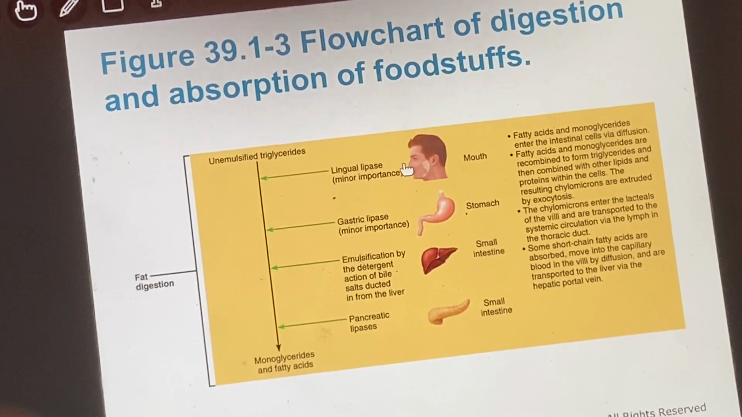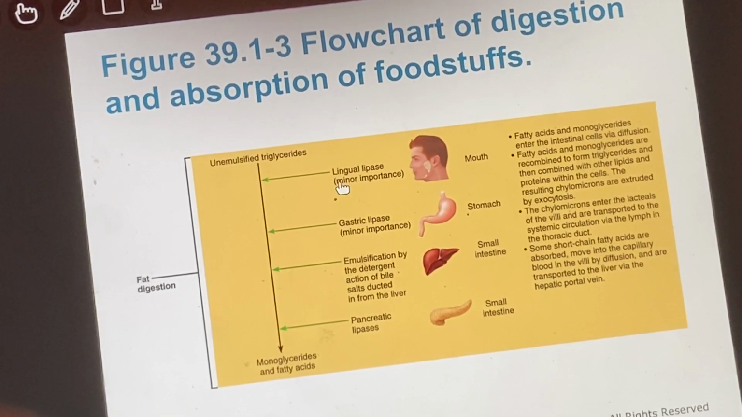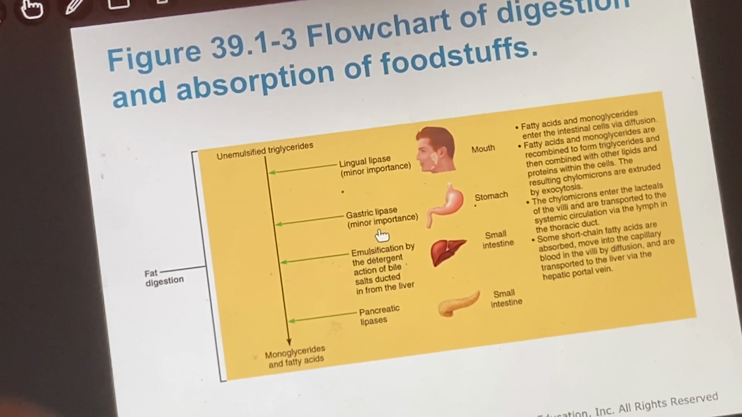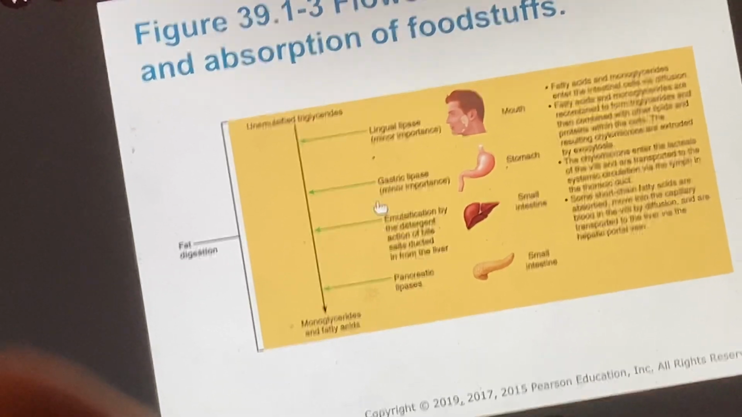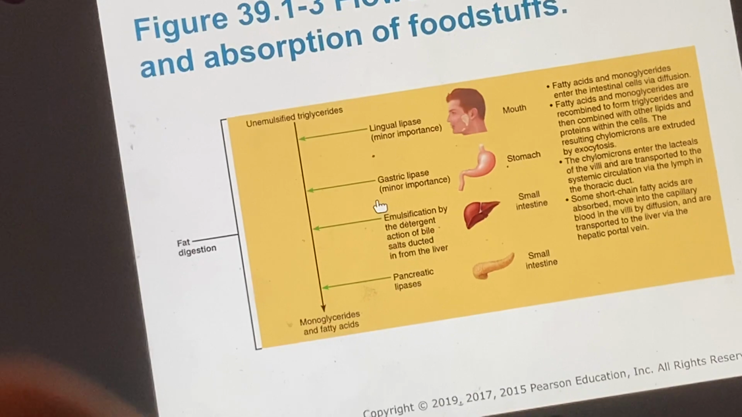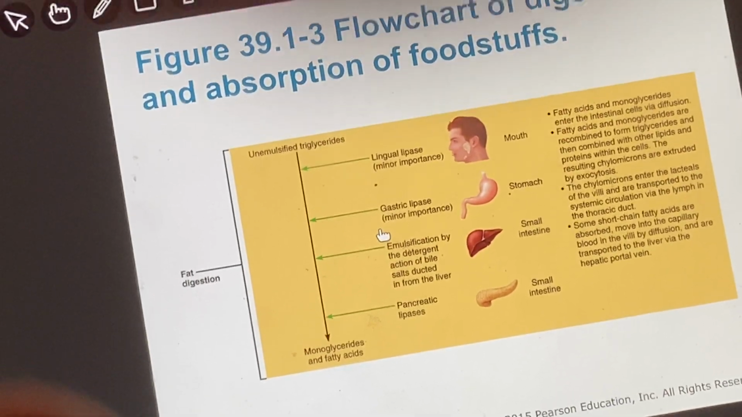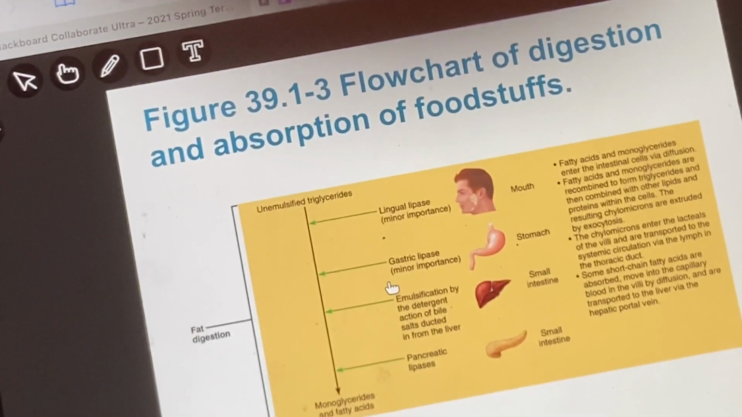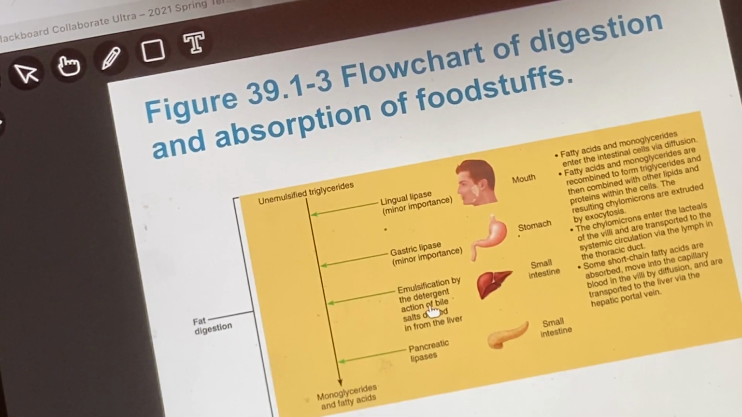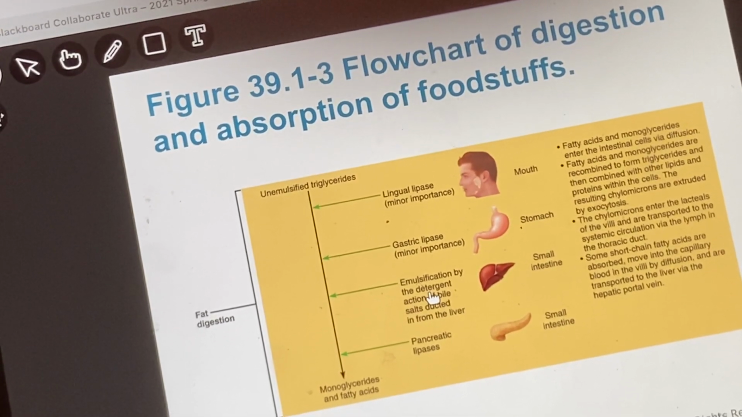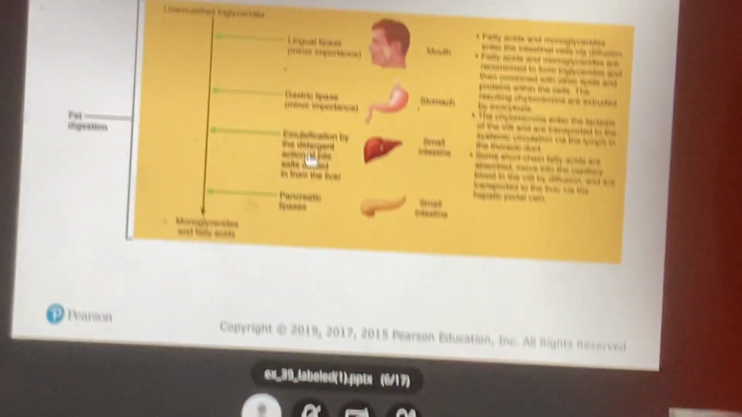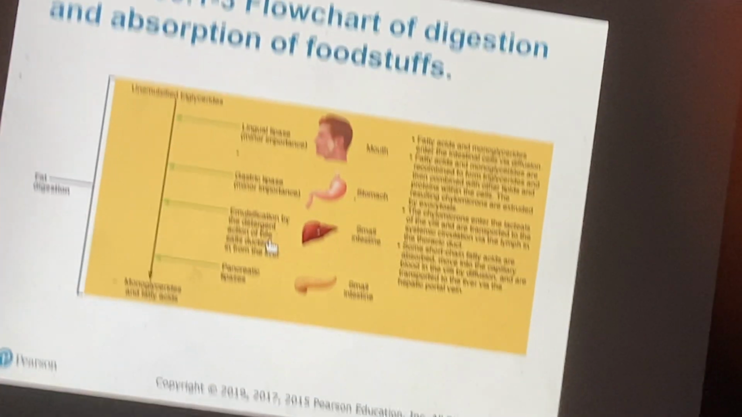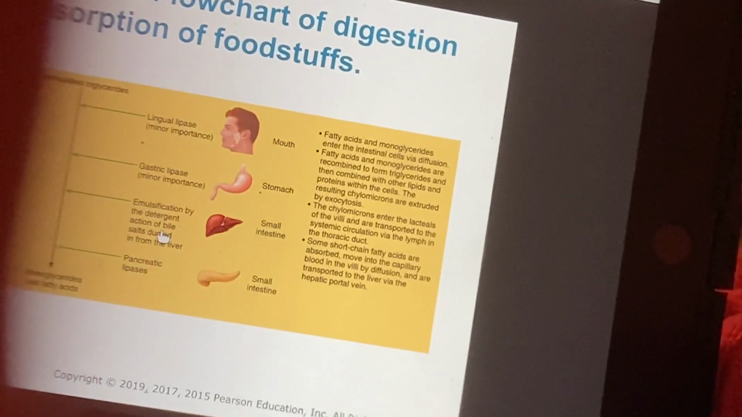So look at that. In the mouth, you have lingual lipase. It says they're of minor importance. Just so you know, when the food is taken in, something is already happening there. Okay, just a little bit. So then, I told you this, the leader of the band, it's the bile that is the strongest link. That's the strongest substance that will emulsify or break down the fat.